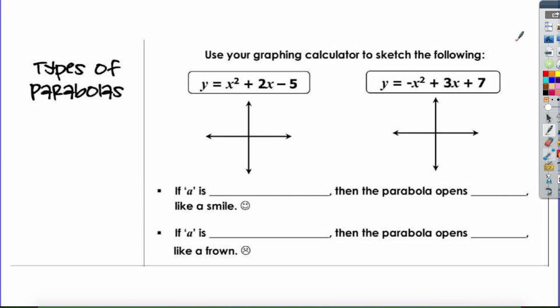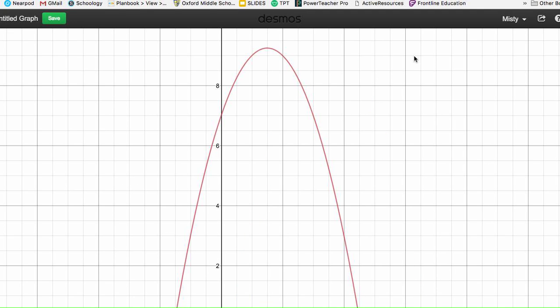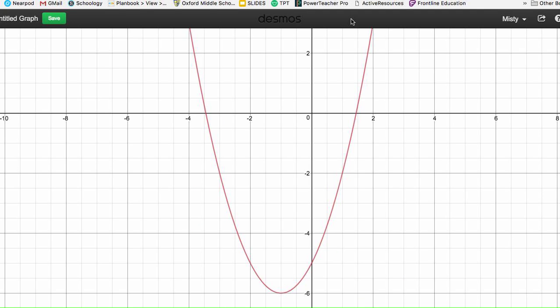Types of parabolas. So there are two main types of parabolas for quadratic functions. They're either going to open up or open down. So it says to use your graphing calculator to sketch the following. So you could use your graphing calculator if you have one. If you're at home, you could also use Desmos. So you would just need to type this function into the calculator and let's see what it looks like. So this is our first one, x squared plus 2x minus 5.